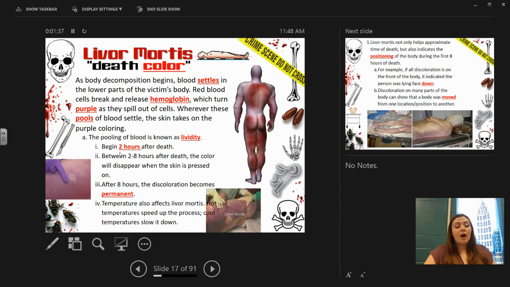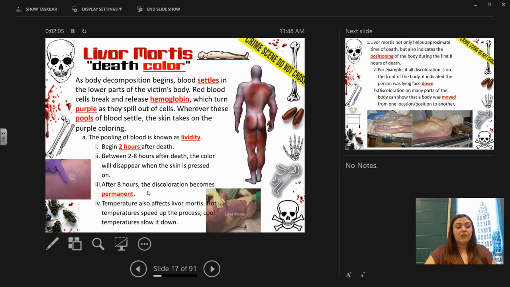That's a term. It begins 2 hours after death. So about 2 hours after a person has died, if they are still in that same position, gravity is just pulling the blood down, and this process starts to turn the skin a purplish red color. Between 2 to 8 hours after death, the color will disappear when the skin is pressed on. Like in this case, see how they're pressing the skin and they lift their finger up and you can't see the color? Okay, like that. But after 8 hours, the discoloration becomes permanent.